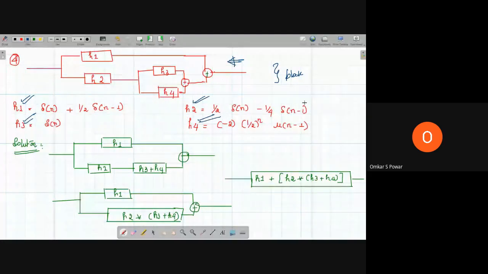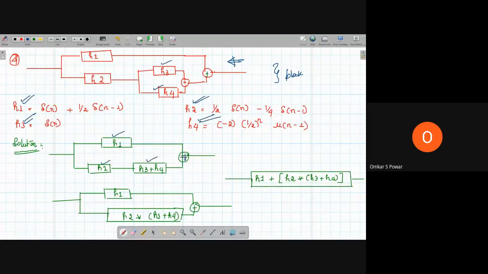Now let us solve this problem step by step. We will take this block diagram here. This h3 and h4, they are parallel, so it is h3 plus h4. So write the block diagram as it is: h1, h2, then h3 and h4 in parallel, so it is h3 plus h4. Here they have given a plus sign. Then this is our step 1.